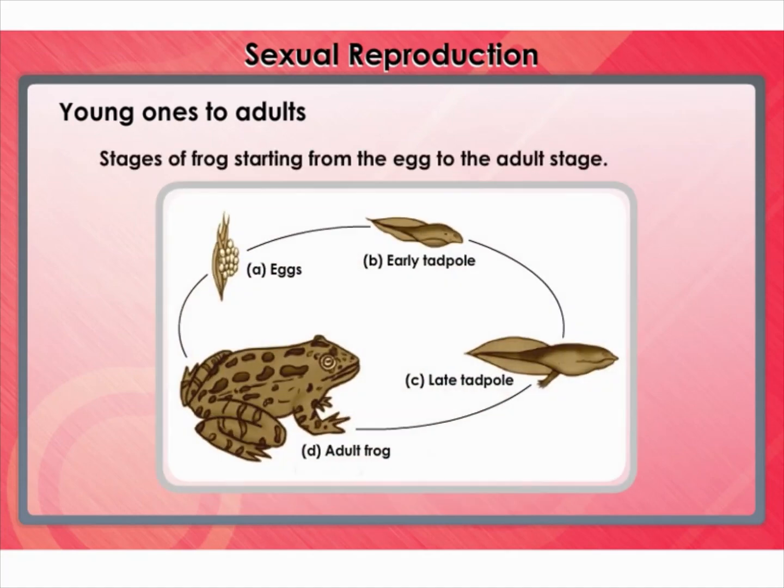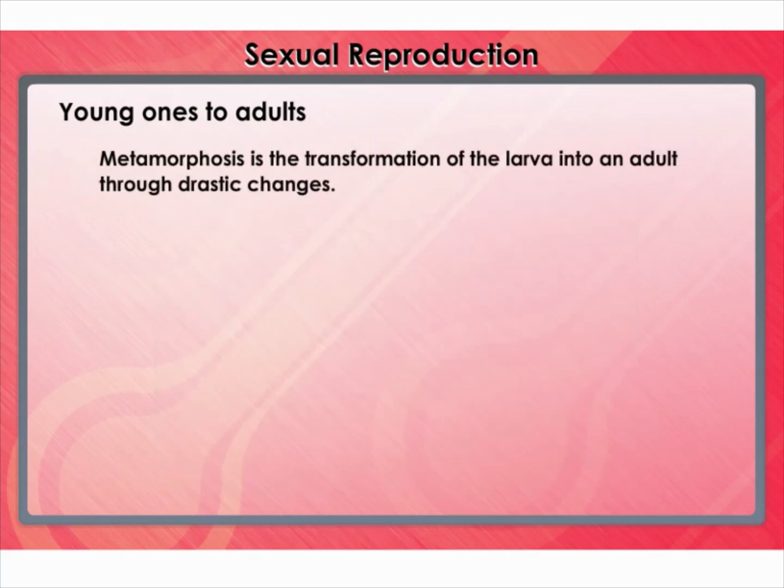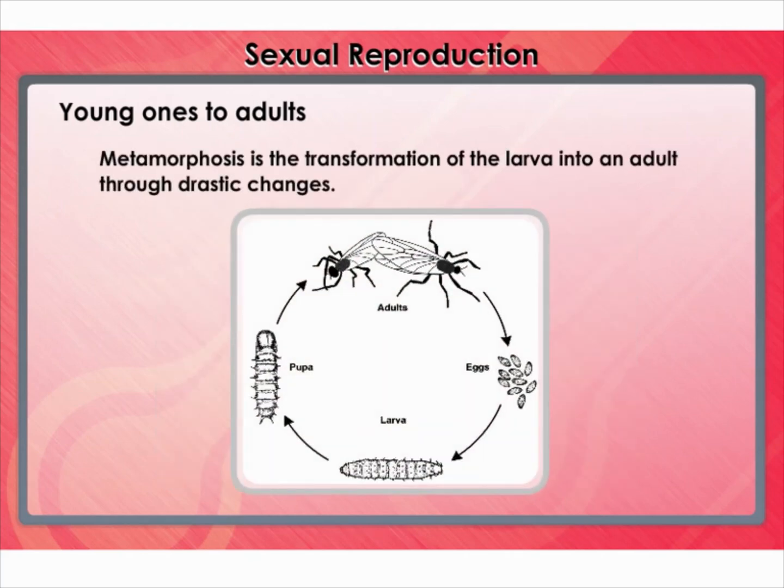Observe the different stages of frog, starting from the egg to the adult stage. We find that there are 3 distinct stages, that is egg, tadpole or larva, and the adult. Similarly, the caterpillar or the pupa of silkworm looks very different from the adult moth. The features that are present in the adult are not found in these young ones.